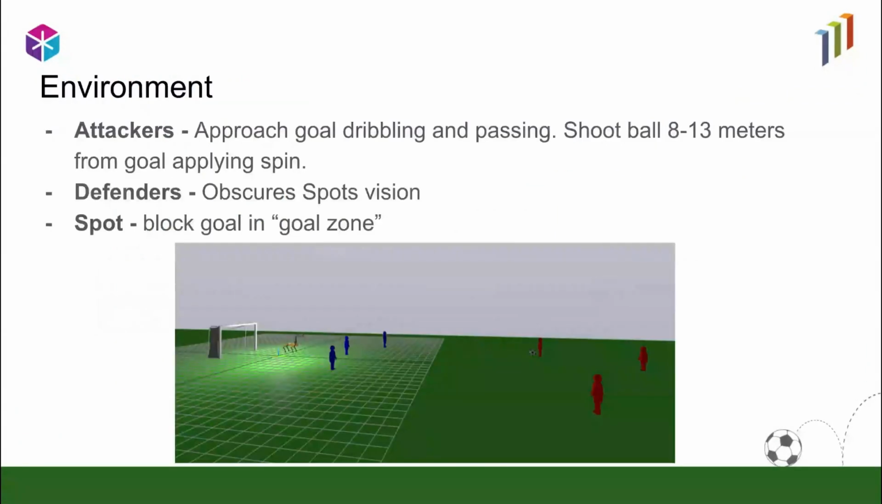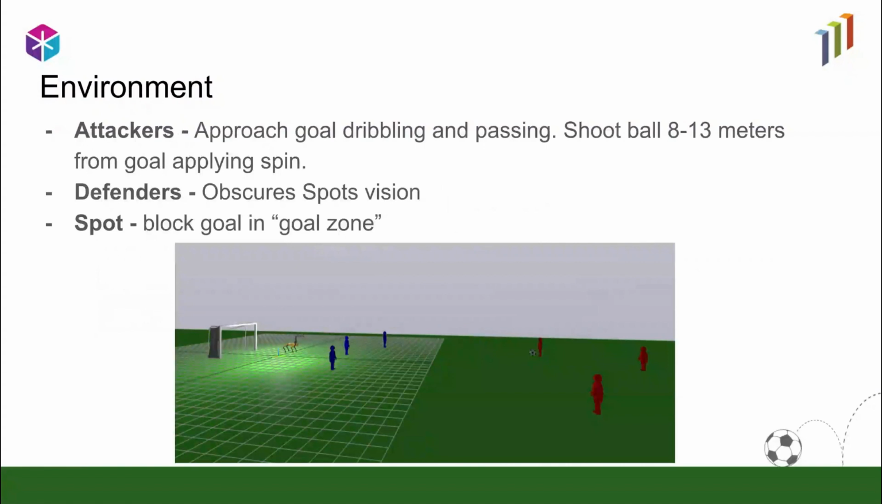To evaluate each controller, we created a soccer environment within Drake. Each simulated episode begins with 3 attackers, colored red, positioned 17 to 20 meters from the goal. They advance towards the goal, dribbling and passing the ball. When they reach a distance between 8 and 13 meters from the goal, an impulse is applied, propelling the ball at speeds between 44 and 71 miles per hour.